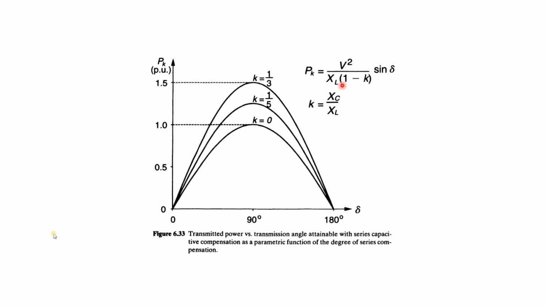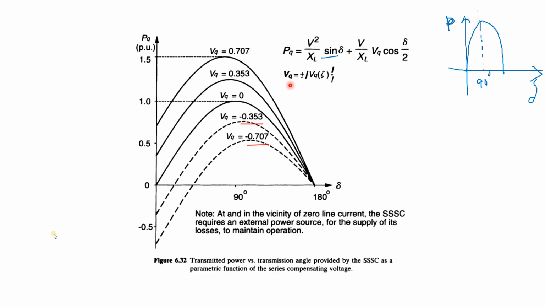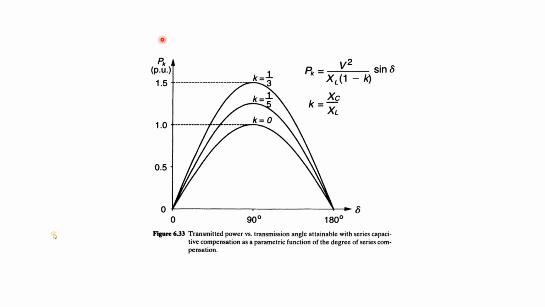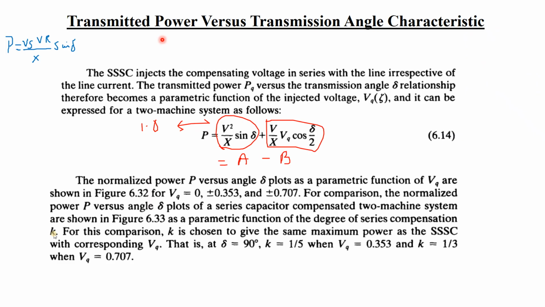So if it is 0.33, the equation will be V square by XL into 1 minus 0.33, that is 0.66. If 0.66 is in the denominator, which is less than 0.8, the power will increase more. So it will reach 1.5 per unit for K equals 3, where you are using a series capacitor compensator, not an SSSC. This is the same power we have achieved over here. Here we have achieved 1.5 per unit, and here also we have achieved 1.5 per unit.